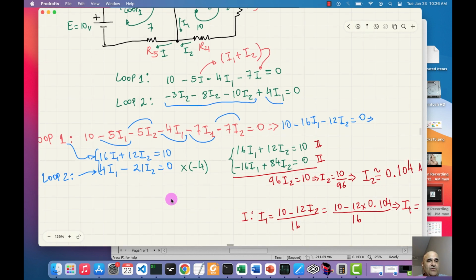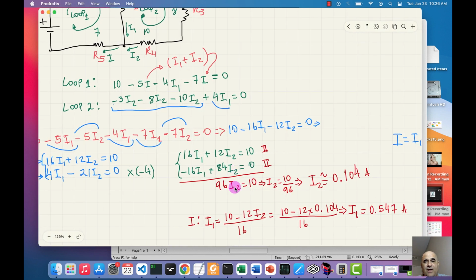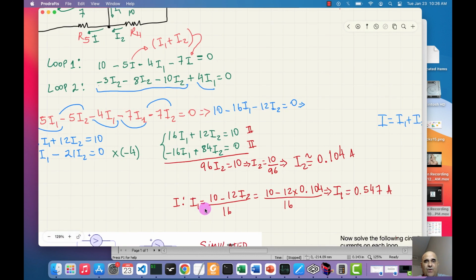Well, to solve this system, you can use the technique you want. I'm going to use the addition. I multiply this equation number 2 by -4, so I can cancel this 16 and solve for I2, and I have this current for I2. And after plugging into the equation number 1, we find the I1, which is given by this expression here. Okay, easy to see.